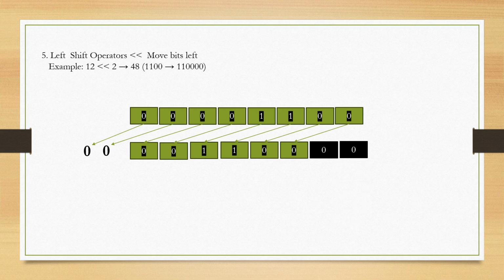In left shift we append as many zeros to the right side as the number of bits we have shifted. Now in decimal the answer is 48.